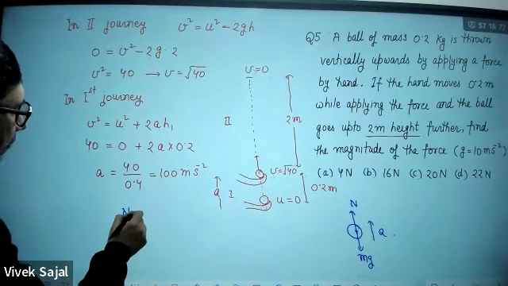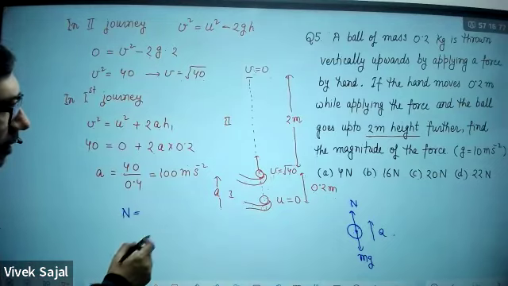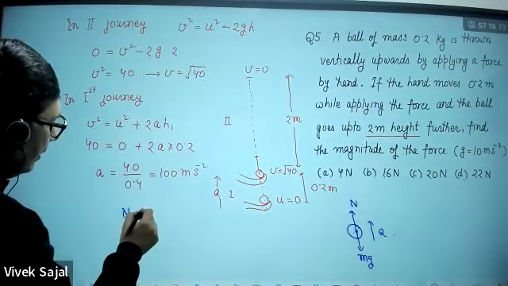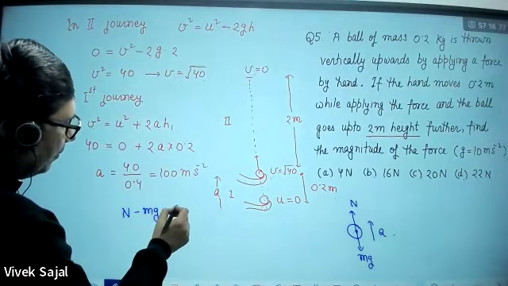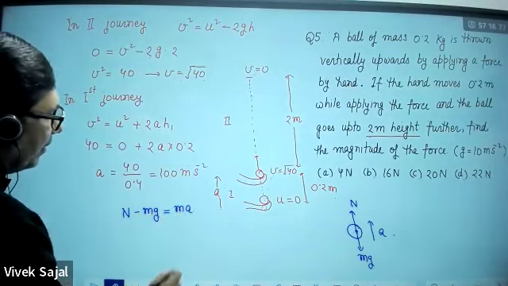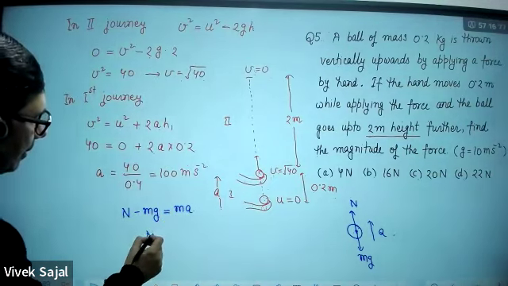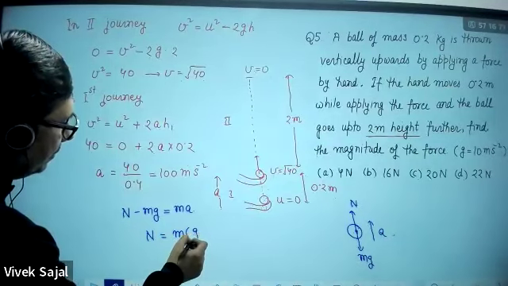N will be equal to how much? I can write the equation of motion here. N minus mg will be equal to ma. So what will be N? N will be m(g plus a).